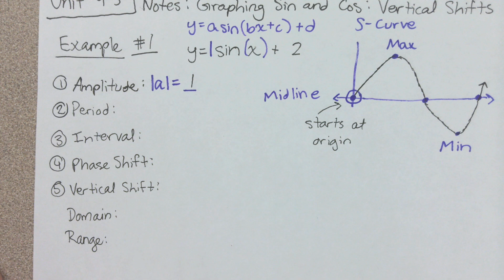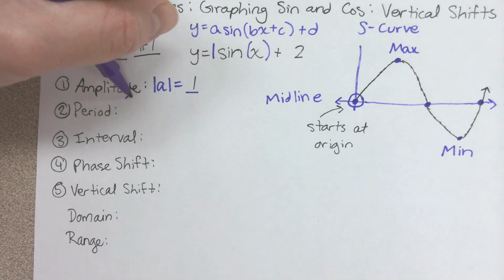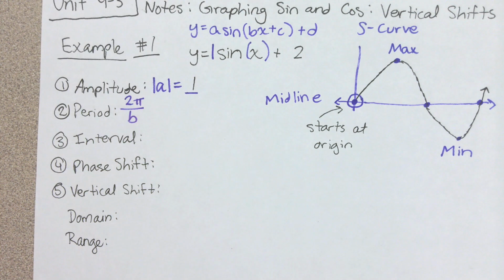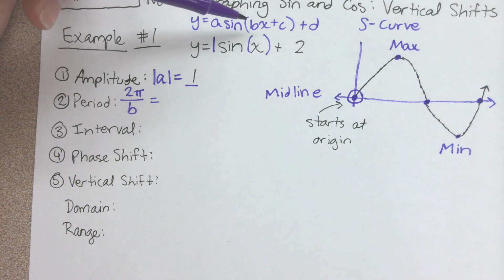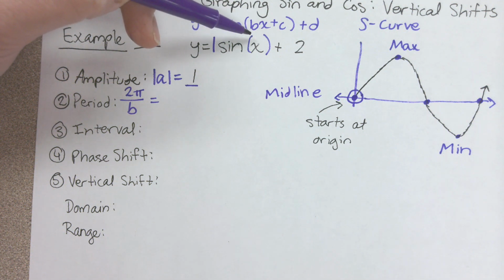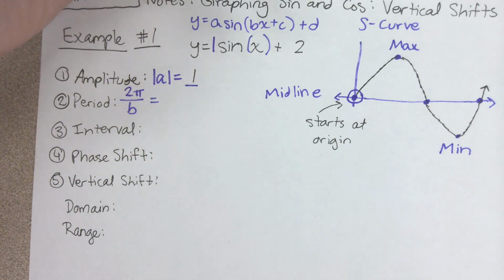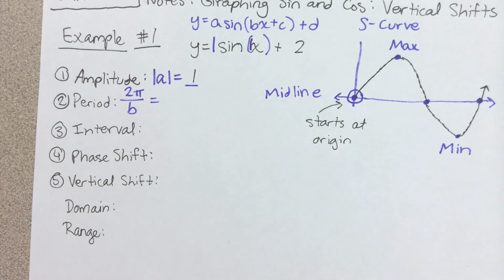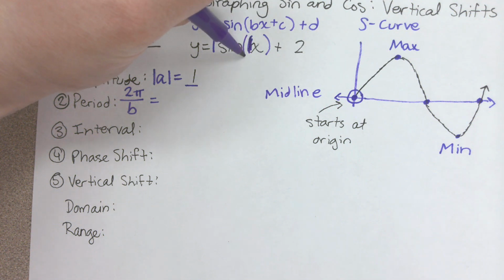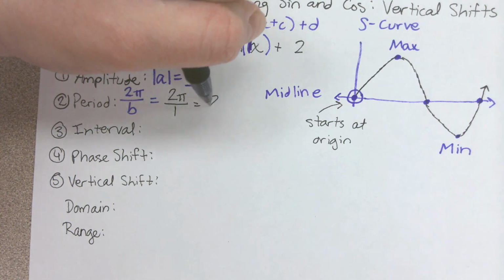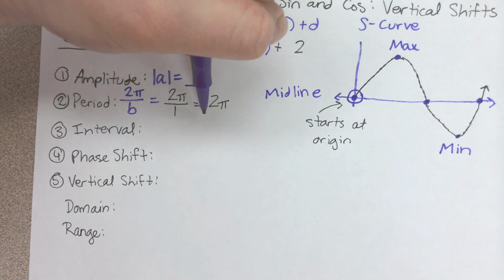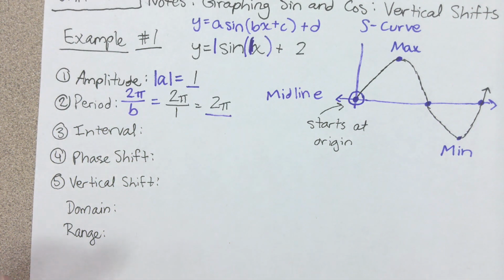Period, there is a little formula. This was not mentioned in the video. 2 pi over b. In this case, if we go back up to our general, b again is the number in front of the x. In this case, there is no number there, so it's 1. So we have 2 pi over 1, which is just 2 pi. This is considered the standard period length.